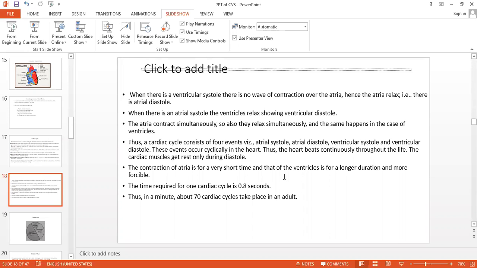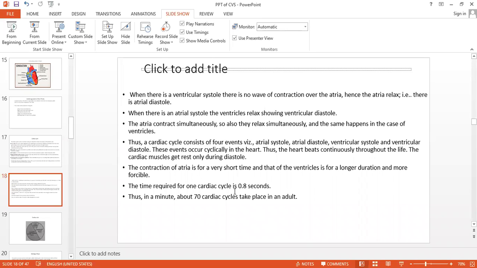It requires 0.8 second for one beat. That is one cardiac cycle, meaning one beat. Thus, in a minute, 70 cardiac cycles take place in the adult. Okay, one beat, that is 0.8 second.